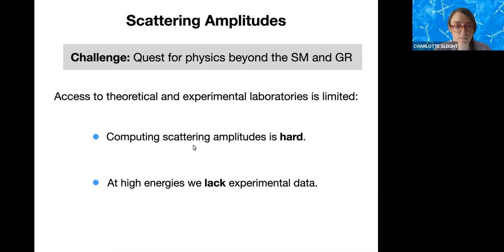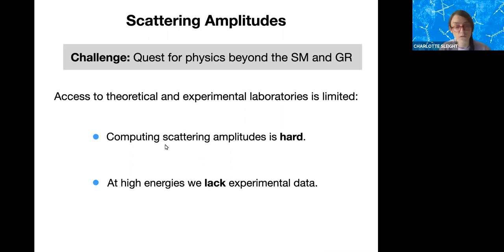So from this perspective, one of the main challenges that we face is to find consistent quantum theories that not only explain our existing experiments and observations, so in their low energy limit include both the standard model and general relativity, but they should also give us predictions for the experiments and the observations that we haven't yet been able to make. And this is of course very challenging in various respects.